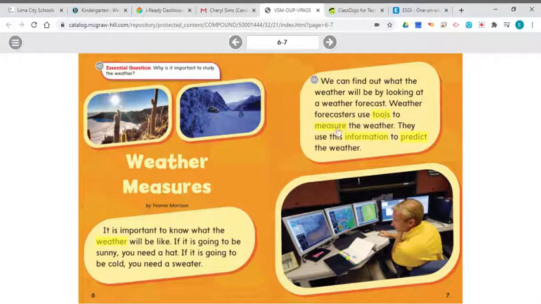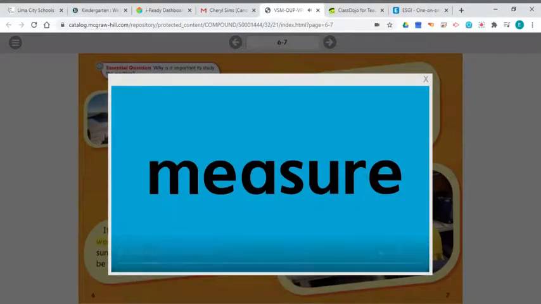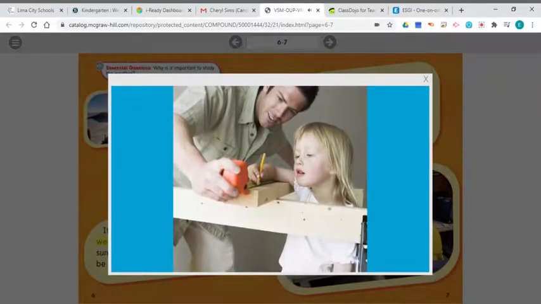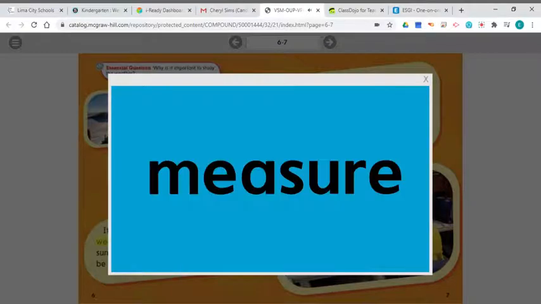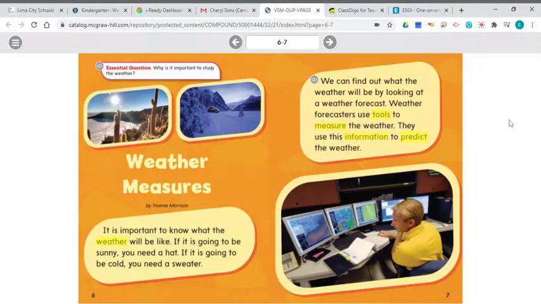Here's the word measure. Measure means to find or show the amount or condition of something. We measure the wood. We see how long it is. So measure is a way that we find out the amount or condition of something.